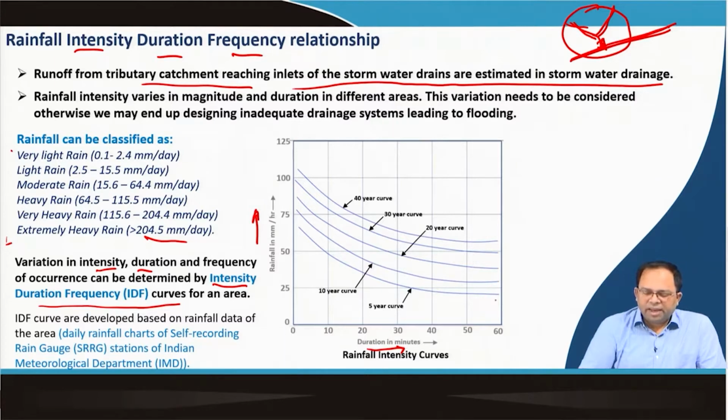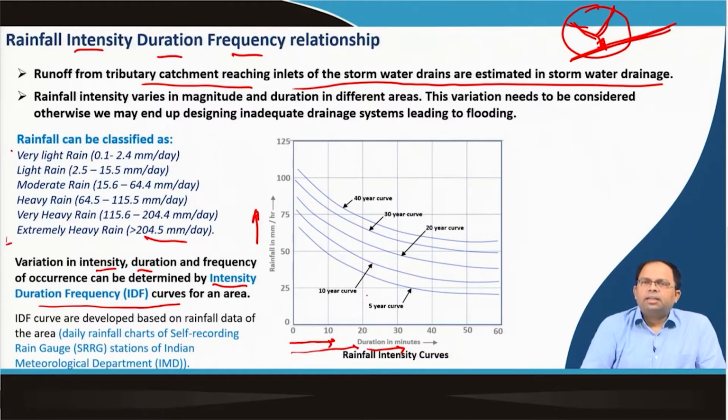This blue line is called a 5-year curve, then there is a 10-year curve, then 20-year, 30-year, 40-year. This 5-year, 10-year, 20-year, 30-year, 40-year, this is the frequency. So, now you have got duration, intensity, frequency. I will now explain it in detail. Duration means if the rainfall happens for 10 minutes or if the rainfall happens for 20 minutes.